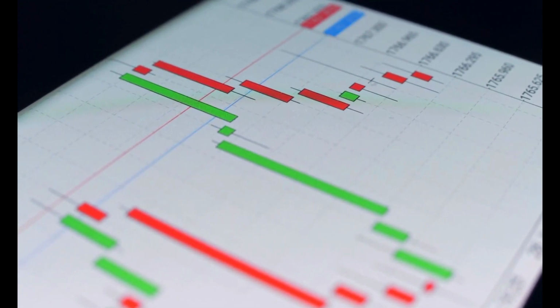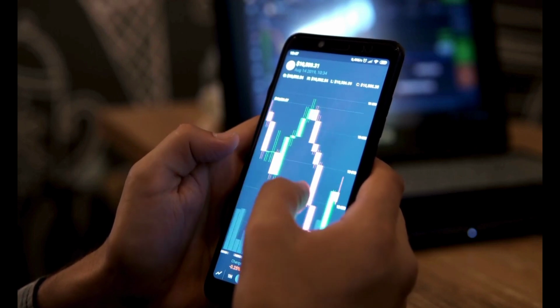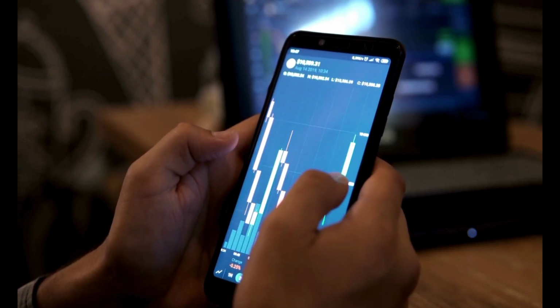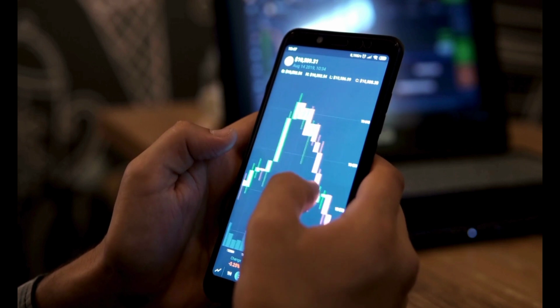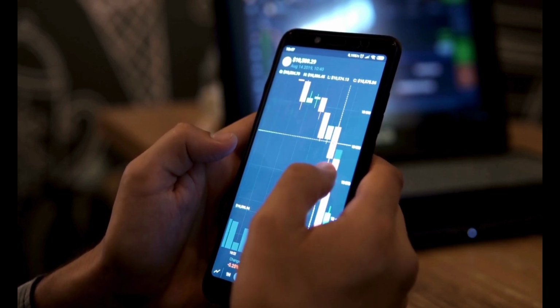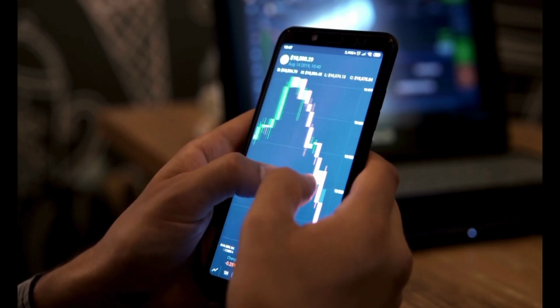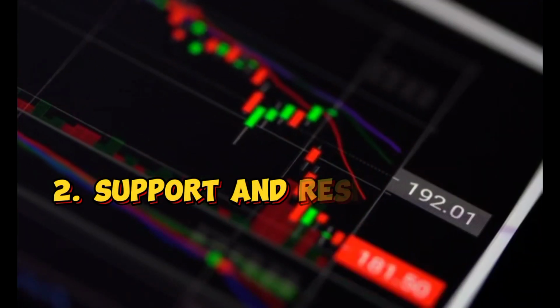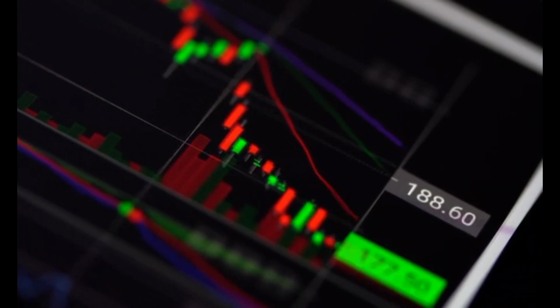Mastering candlestick patterns requires practice and a keen understanding of market dynamics, but they remain a powerful tool for technical analysts seeking insights into market behavior. Number 2. Support and resistance.